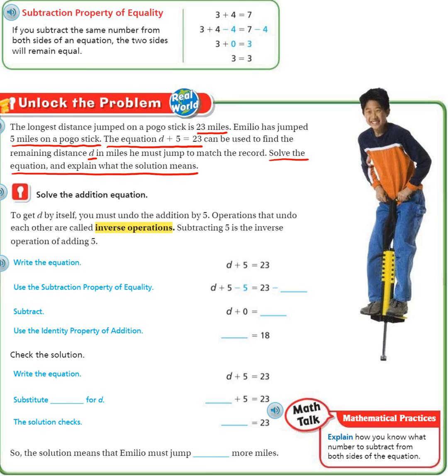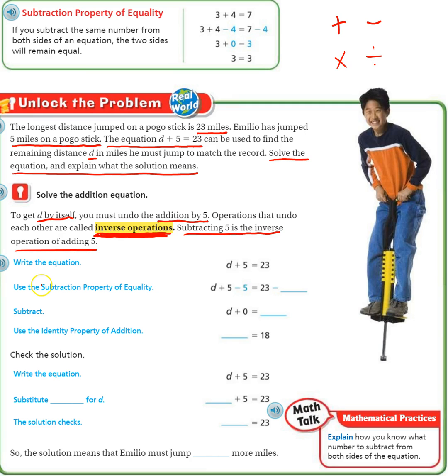Okay, let's get right to it. To get d by itself, we must undo the addition of 5. So we need to do the inverse operation, meaning the opposite. What's the opposite of addition? Subtraction. Subtraction is the opposite of addition. So, addition and subtraction are opposites. Multiplication and division are opposites.